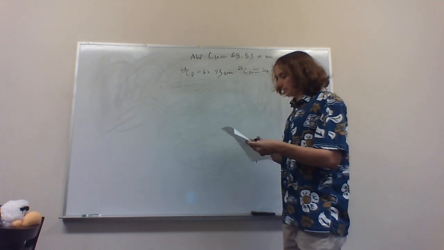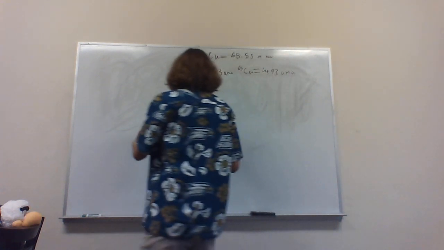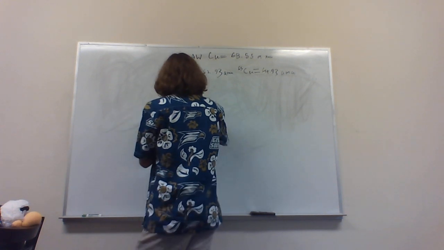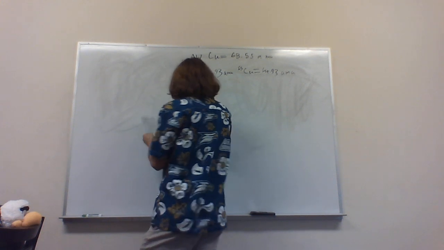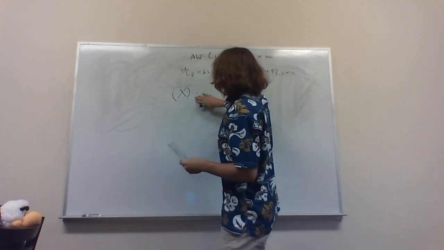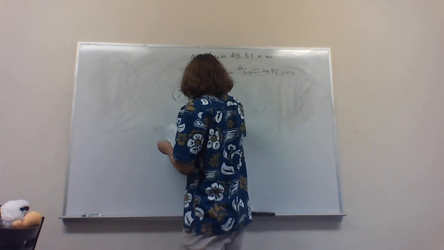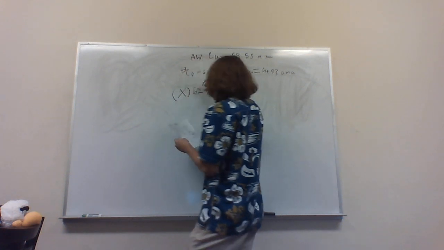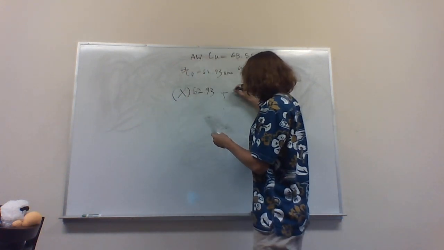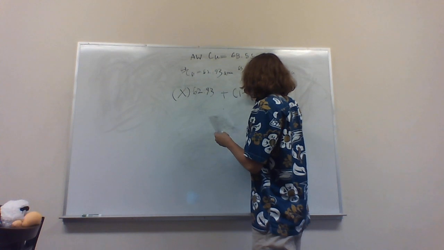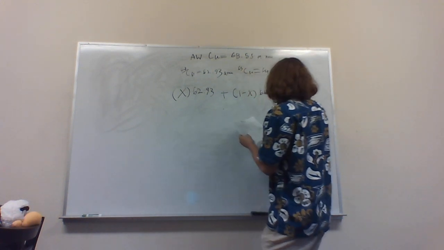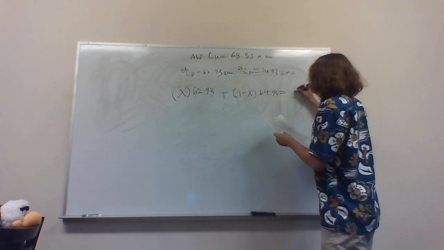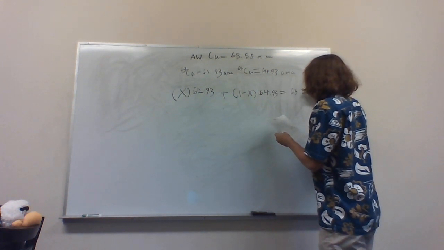So ready, guys? Let's start writing our formula. Our formula for this problem will be x times 62.93 plus 1 minus x times 64.93. We know this is equal to our atomic weight, which is 63.55.